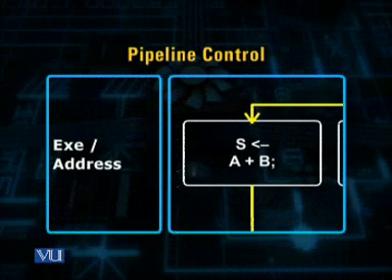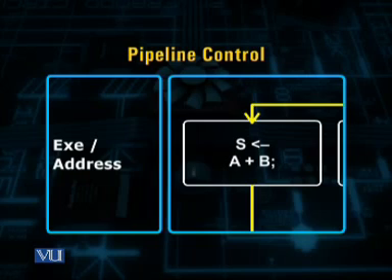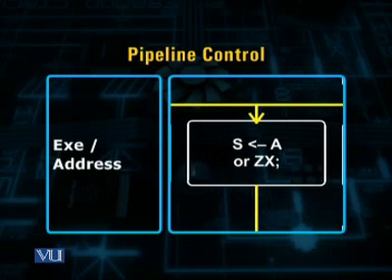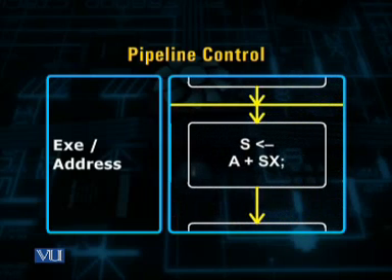Whereas the third stage, as shown over here, is the execute or the address calculation stage, where the immediate data value is added, in case of address calculation, to the present contents of a register, and a new address is calculated.